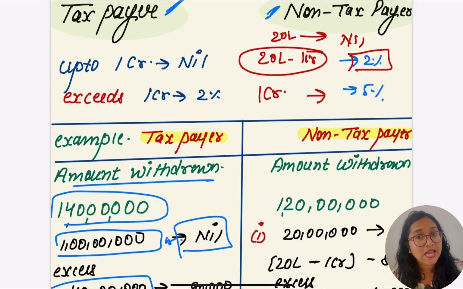For non-taxpayer, it's going to be two rates. Up to 20 lakh, no TDS is going to be applied, but from 20 lakh to 1 crore, that is going to be 2%. But what if it exceeds 1 crore? In that case, 5%. Let's go for an example.